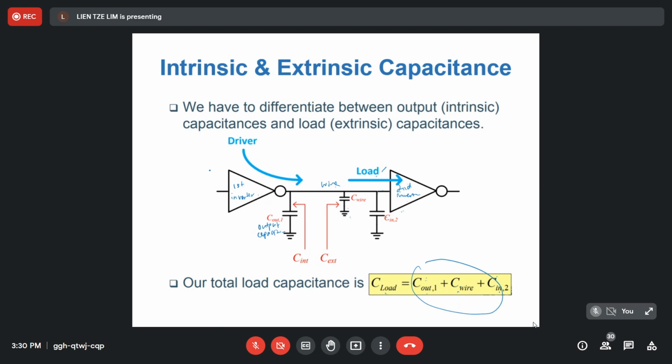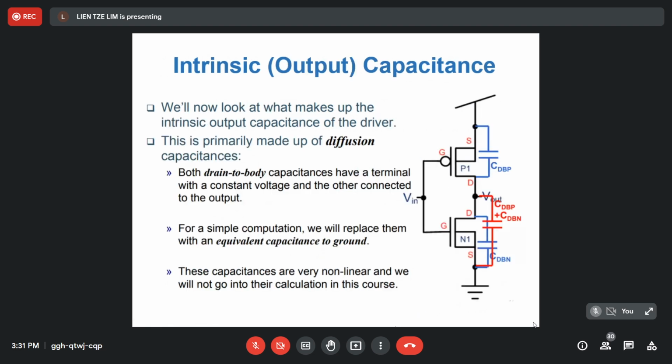The second inverter is the load; the first inverter is called the driver, or driving transistor. So the load capacitance here is an intrinsic capacitance. Just now was about extrinsic capacitance. Now it is about intrinsic capacitance. Intrinsic capacitance is the output capacitance.